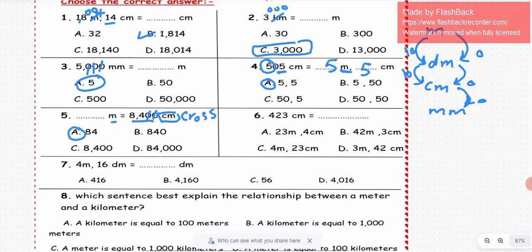Number 6, 423 centimeter equals what? When you look at the choices, I want to cut it into meter and centimeter. Meter will be in which place? In the 100. Take 4 and the rest 23. So it will be 4 meter, 23 centimeter.